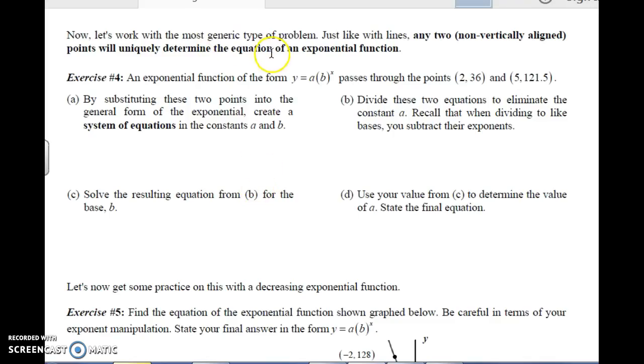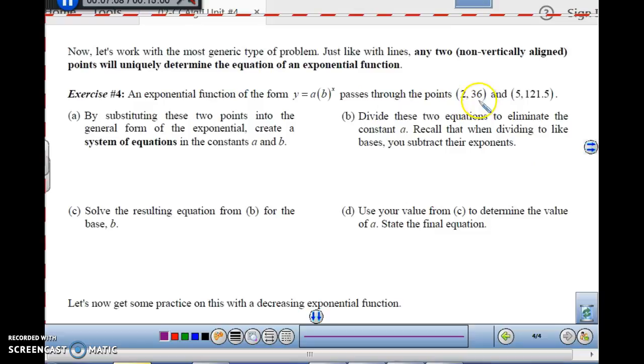Now let's work with the most generic type of problem. Just like with lines, any two non-vertically aligned points will uniquely determine the equation of an exponential function. As long as you have 2 points for an exponential function, you can write the equation. The exponential function of the form y equals a b to the x passes through the points (2, 36) and (5, 121.5). By substituting these 2 points in the general form of the exponential, create a system of equations in the constants a and b.